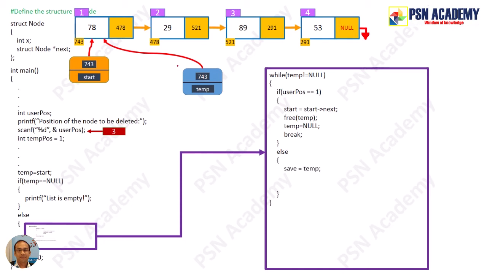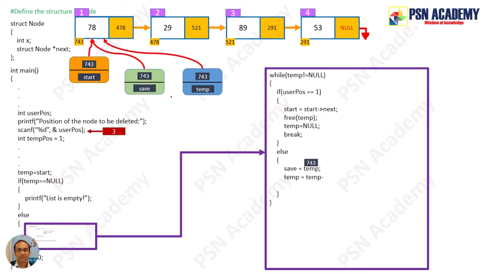You write save equal to temp. You already know from the previous videos that we use a save pointer which follows the temp pointer, right? So, wherever the temp moves, the save always follows one node behind the temp pointer, right? So, here also we will do the same job. First, we start the save pointer pointing at the same node at 743, just like temp, right? So, it will point to the node at 743.